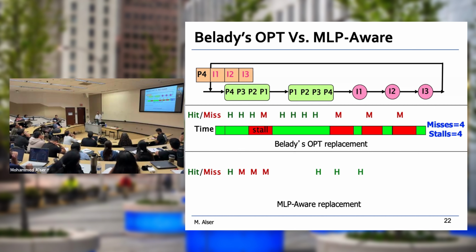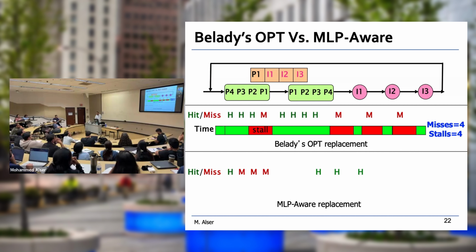Now P2, it's a miss. You have to replace whatever is cheaper. And when we get P1, it is also a miss, so we want to replace P4 or P2 with P1. So by the end of that block, we will get P1, I1, I2, I3. Okay, got it?